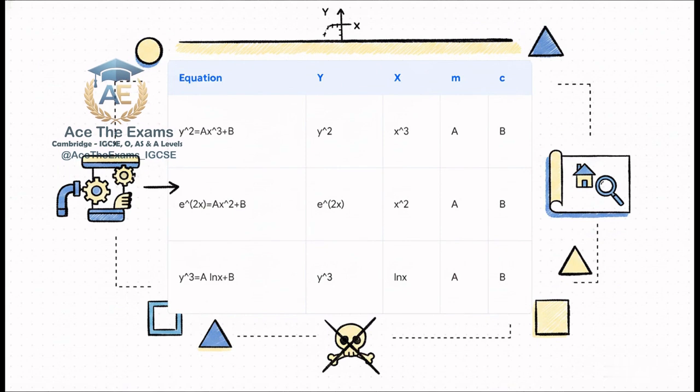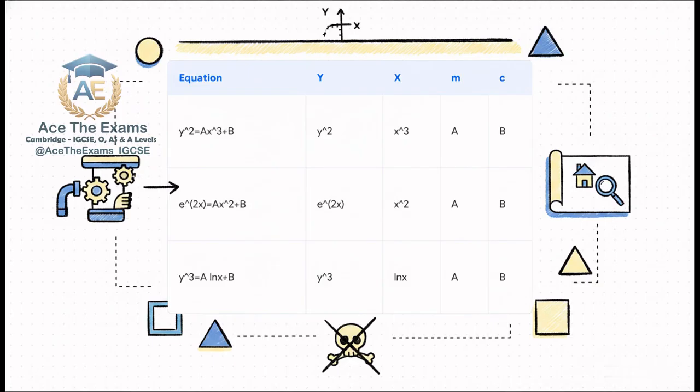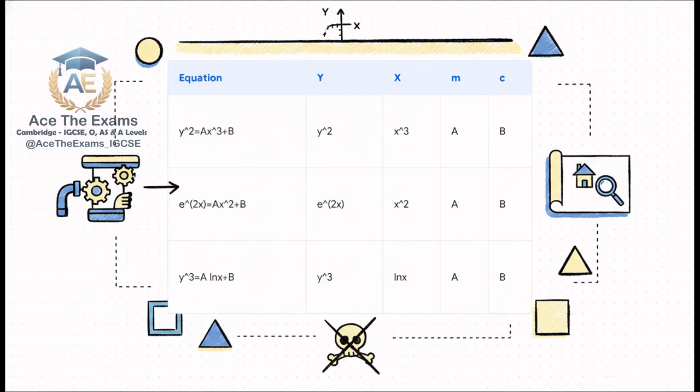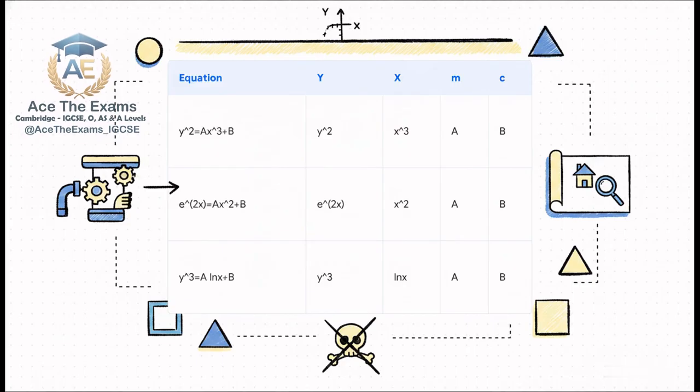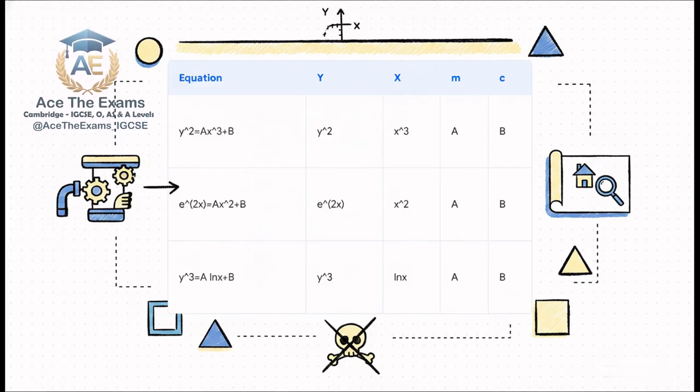Now, examiners love to escalate the threat level and throw advanced codes at you. But don't panic, the system holds up. Let's break down some complex forms. Take the first one, y squared equals a times x cubed plus b. How on earth do we make this a straight line? It's simpler than it looks.